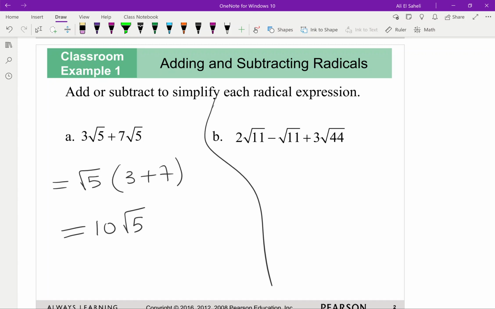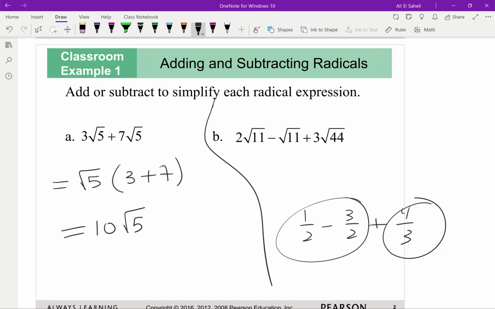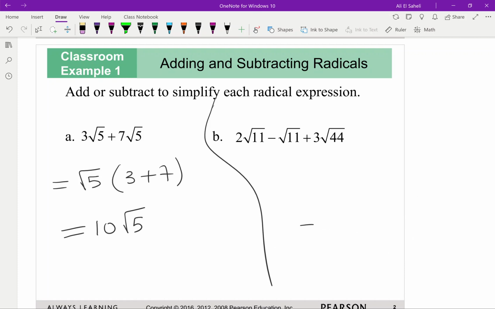Alright, let's make it a little bit more challenging. Here we have 2 radical 11 minus 1 radical 11 plus 3 radical 44. Now this is not the same as radical 11. It's similar to when you have, for instance, 1 over 2 minus 3 over 2 plus, let's say, 4 over 3. You have 2 with the same denominator, but the third one has a different denominator. So you have to figure out a way to make all the terms have the same denominator.